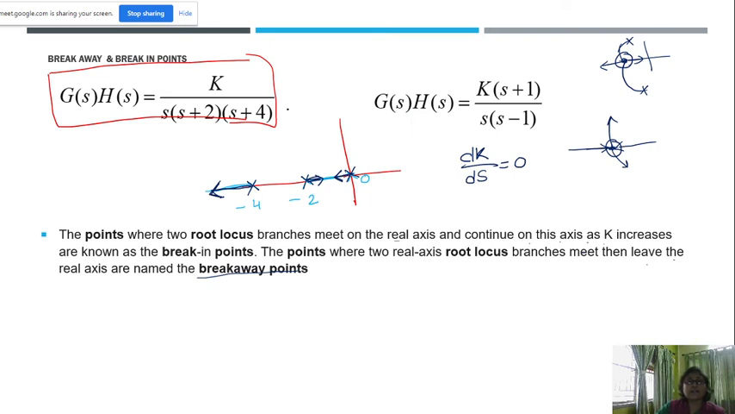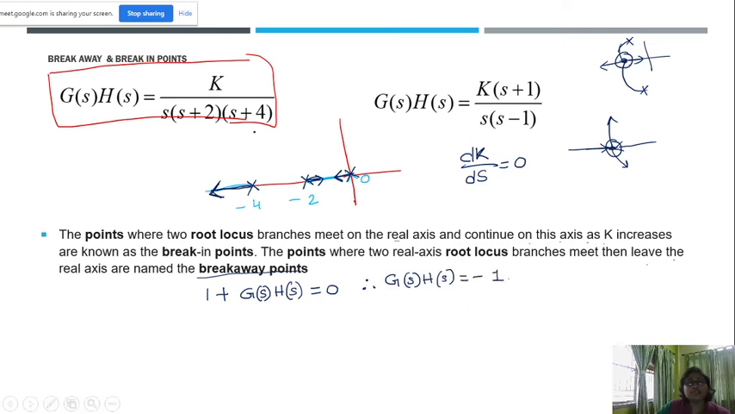So if I want to get the breakaway point of this particular example, how to get it? We know that G(s)H(s) equals -1. Why? Because 1 plus G(s)H(s) equals 0. So we can write that G(s)H(s) will be equal to -1.